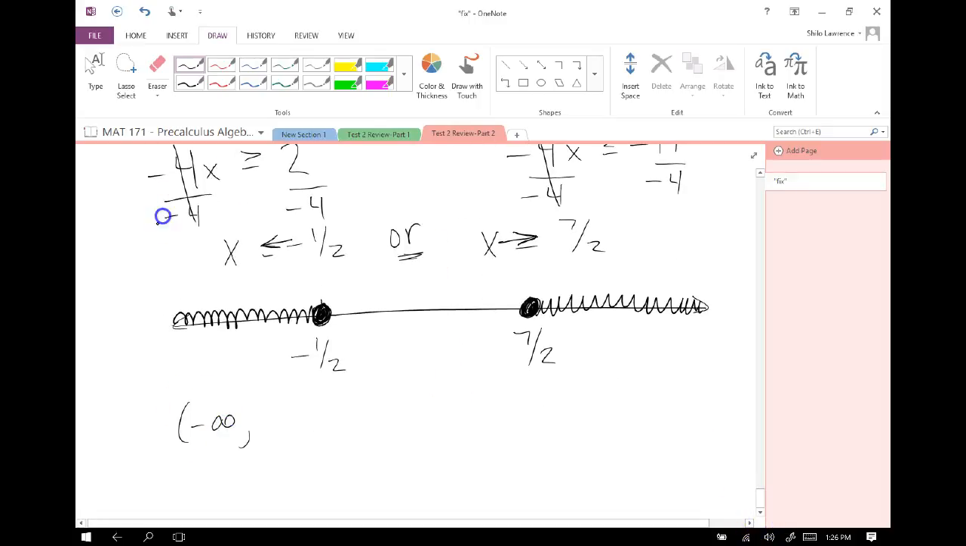So negative infinity to negative 1/2. Bracket, because we colored it in, it has the or equals line underneath. And then also, I've got a second piece, 7/2 to infinity. Again, a bracket on the 7/2 because we colored it in, it has the or equals line. Your positive and negative infinity, they always get parentheses because infinity is not really a number. Infinity is just the idea that we keep going forever. So infinities, no matter what the symbol is, infinities always get parentheses.